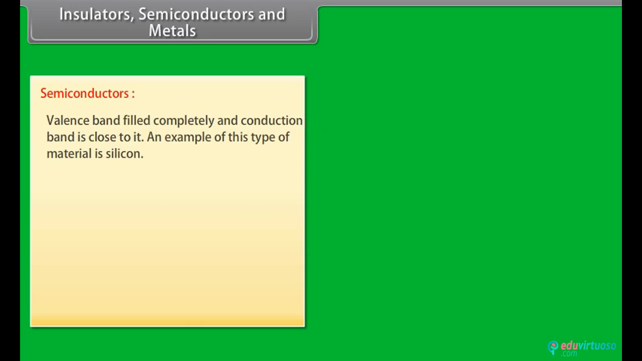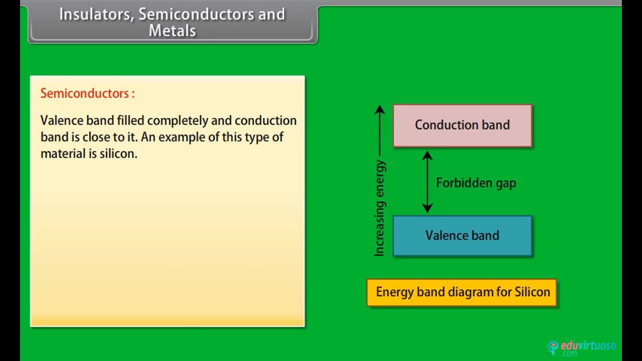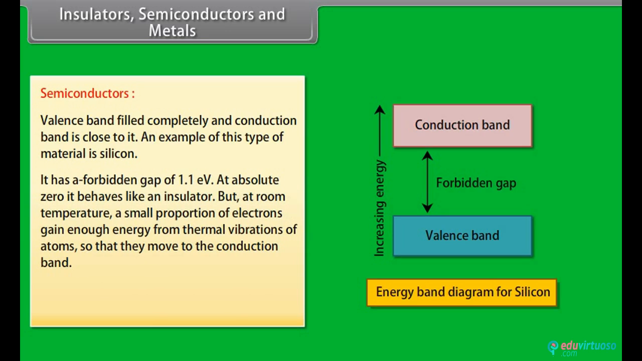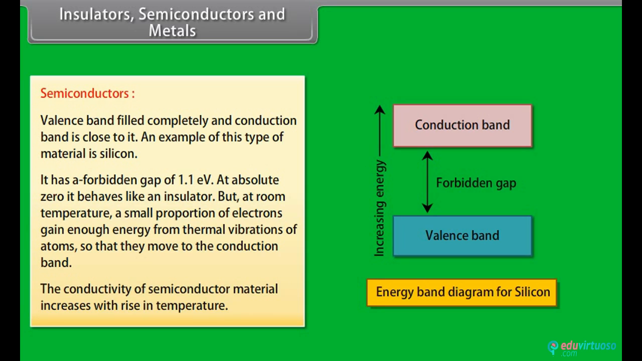Semiconductors. The valence band is filled completely and the conduction band is close to it. An example of this type of material is silicon. It has a forbidden gap of 1.1 electron volts. At absolute zero, it behaves like an insulator. But at room temperature, a small proportion of electrons gain enough energy from thermal vibrations of atoms so that they move to the conduction band. The conductivity of semiconductor material increases with a rise in temperature.